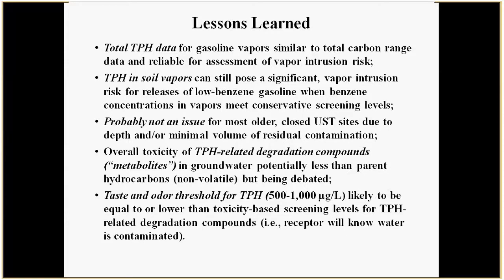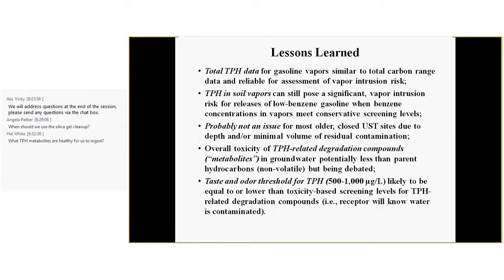Some of the lessons learned: total TPH data for gasoline vapors is usually useful for initial screening, although site-specific carbon range data can be useful. So TPH in soil vapors can still pose significant vapor intrusion risk if the LNAPL is very close to a building, or contaminated soil is close to a building, for low-benzene gasoline releases, even though benzene vapors may not be an issue. Again, probably not an issue for older sites because most of the stinky dirt was dug up and is high-benzene gasoline. So if you're just using BTEX back then, you're probably okay.